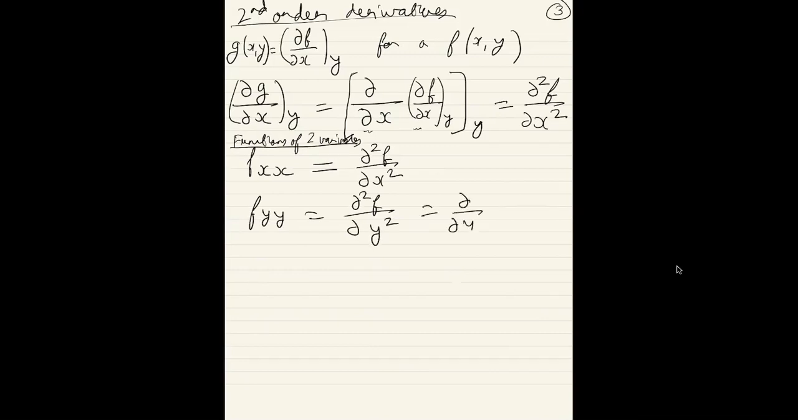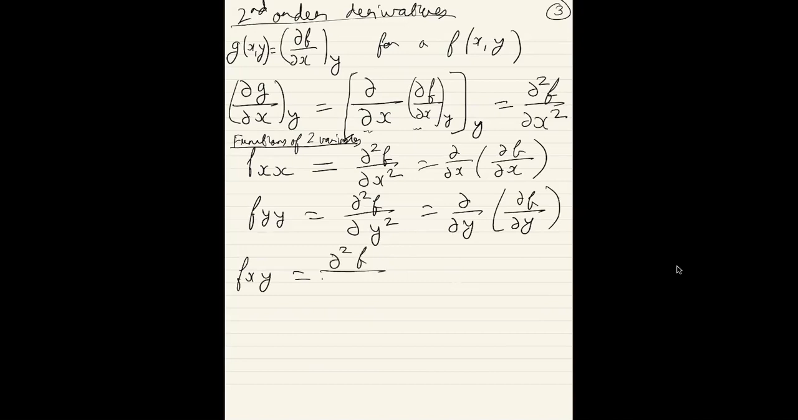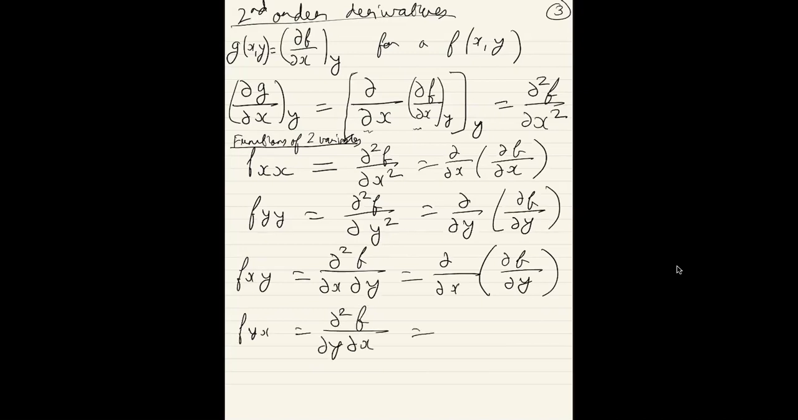This means derivative with respect to y after taking one partial derivative. And this is derivative with respect to x after taking one partial derivative with respect to x. We could have cross terms, and those are quite interesting. We could have fxy, which would be partial square f, partial x, partial y. So this is derivative with respect to x of partial f by partial y, and we have fyx, which is derivative with respect to y of partial f by partial x.